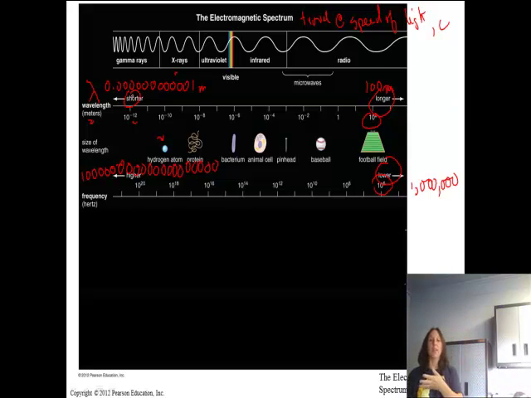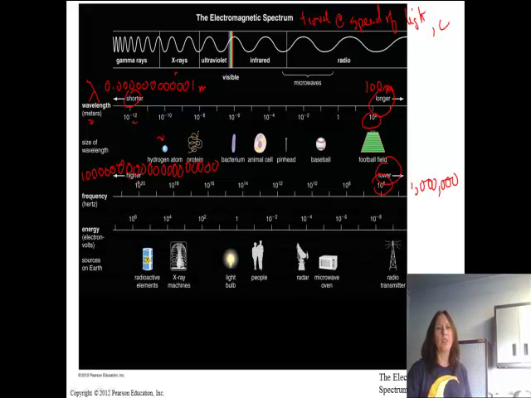The last two columns are pretty cool. This row says where on Earth we might see some sources of these energies. Here at the shorter wavelengths, with radioactive decay, when atoms decay, they can actually give off some of this charged energy.